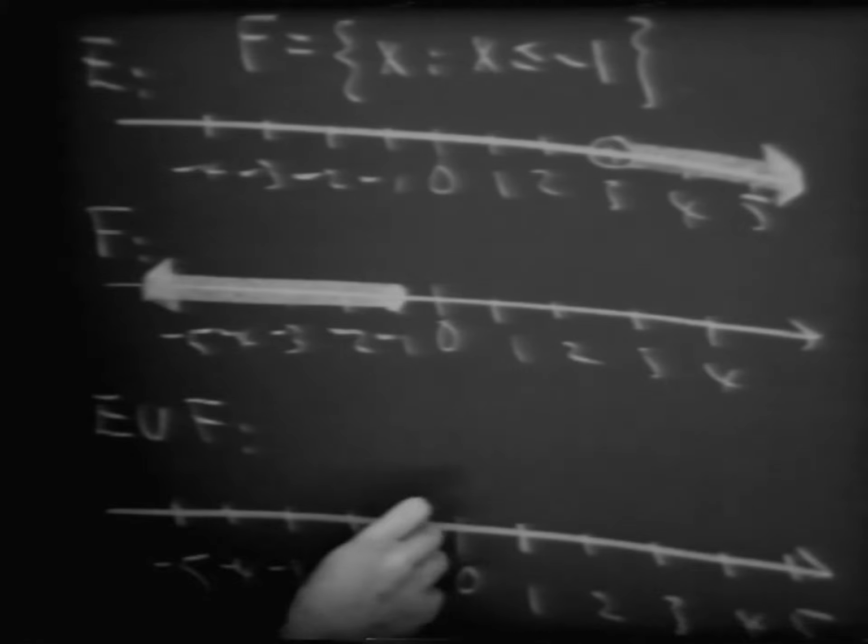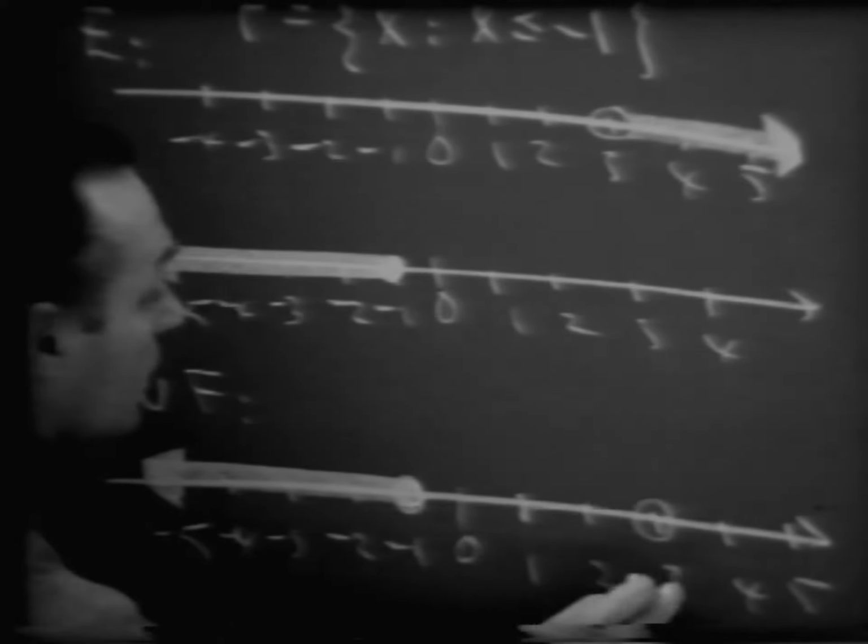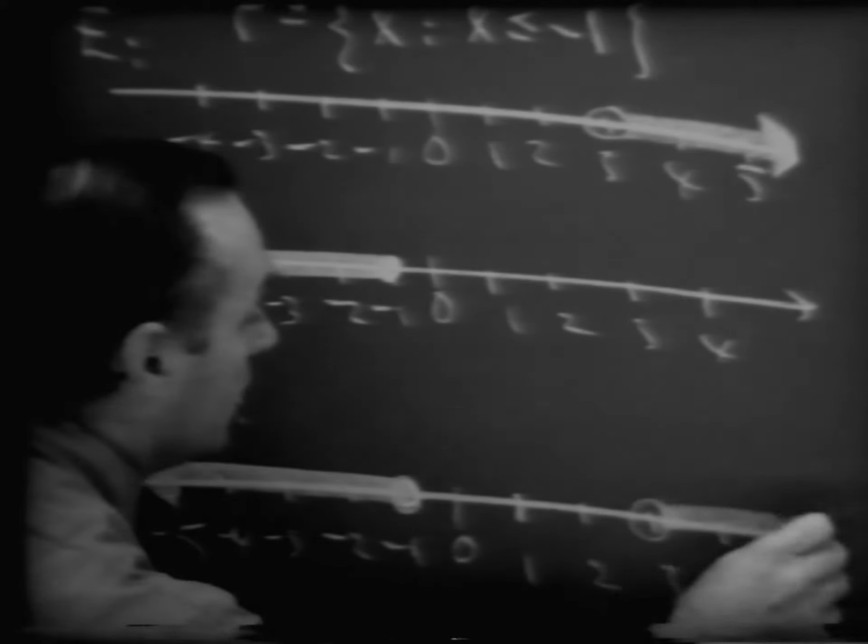And a line going to the left. And an open circle at 3. And a line going to the right.